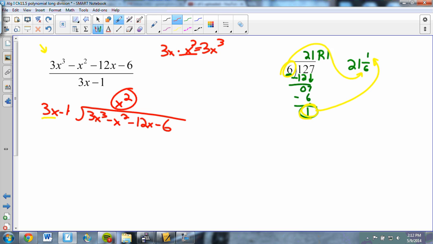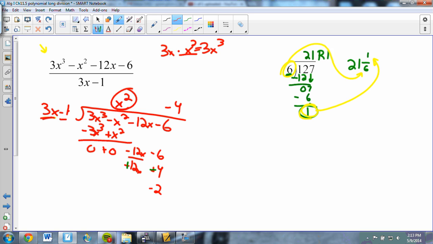X squared times 3x is 3x to the third. X squared times negative 1 is negative x squared. Then instead of subtracting, I'm just going to switch these signs. 3x to the third minus 3x to the third is 0. Negative x squared plus x squared is also 0. So I'm going to drop down the negative 12x and the negative 6. 3x goes into negative 12x negative 4 times. Negative 4 times 3x is negative 12x. Negative 4 times negative 1 is positive 4. Then because I'm doing subtraction, I switch these signs from positive to negative and negative to positive. And I get negative 2.